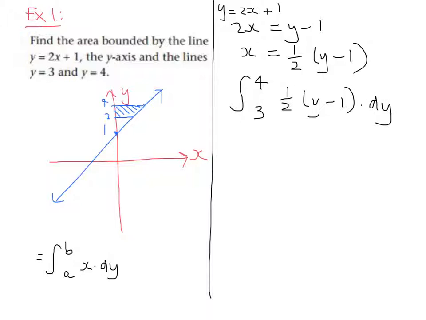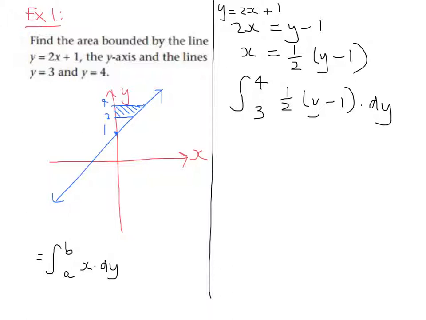Then we check, is everything in terms of y? Sometimes the question can try to trick you and give you the whole thing in terms of y except for the boundaries. If that's the case, what would you do? If they said x equals 3 and x equals 4, you'd have to substitute x equals 3 into the original to find the y value, and then the 4. You just substitute them in.